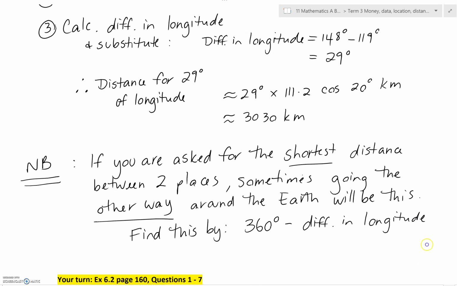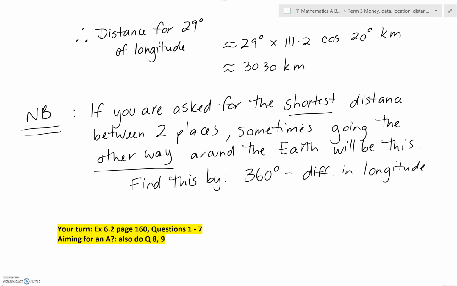Now, something I want to point out. If you are asked for the shortest distance between two places, sometimes it might mean turning around and going the other way around the Earth's surface. So remember that Earth is a globe, so you can go in either direction to get to the same point. So to find that, you would just take the full 360, because 360 degrees is if we go all the way around the Earth's surface, and take away the difference in longitude.